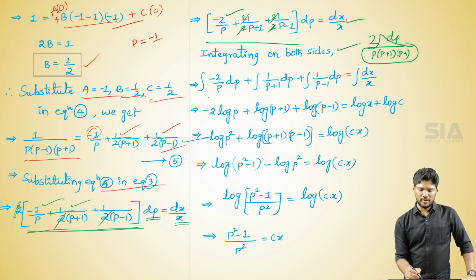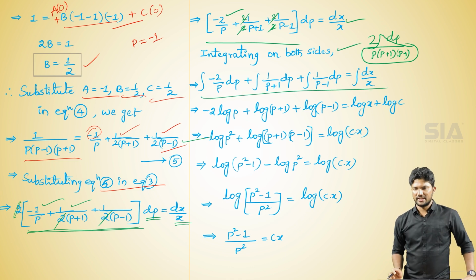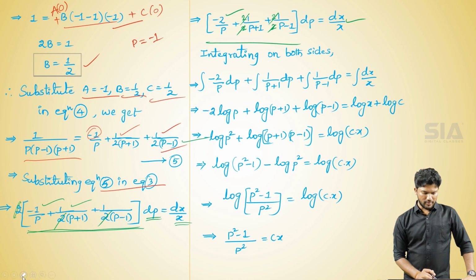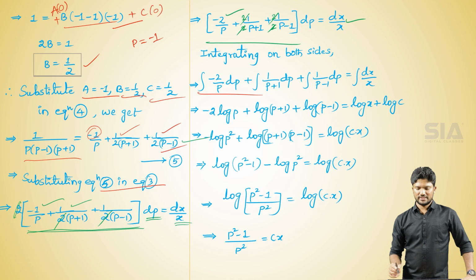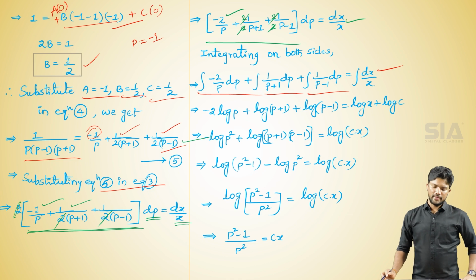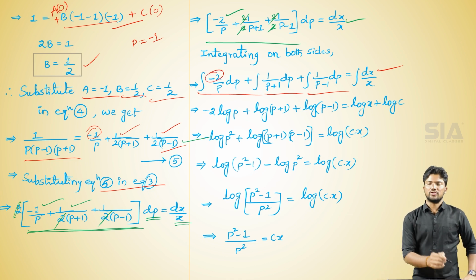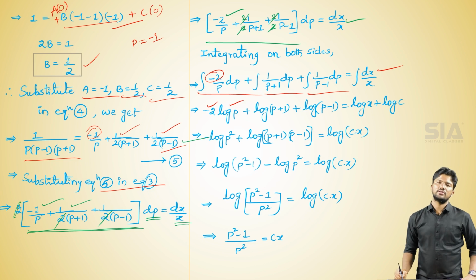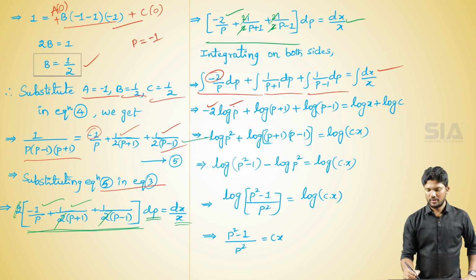Integrating on both sides, now you can apply integration because we have the formulas directly. Then we can easily obtain the integration values from the given formulas. So you know very well: integration of minus 2 by p dp plus integration of 1 by (p plus 1) dp plus integration of 1 by (p minus 1) dp is equal to integration of 1 by x dx. Minus 2 constant taken outside, so minus 2 into integration of 1 by p dp, which gives log p.